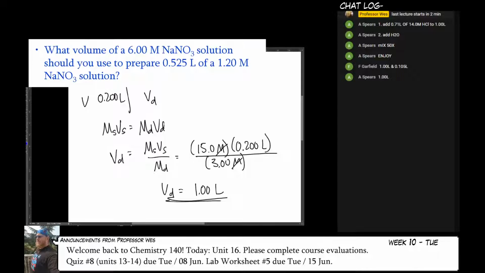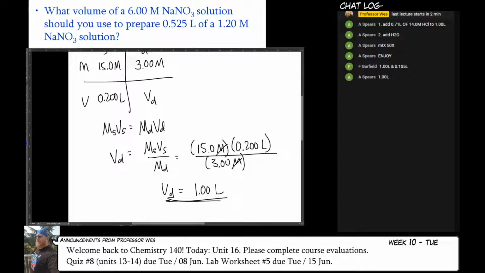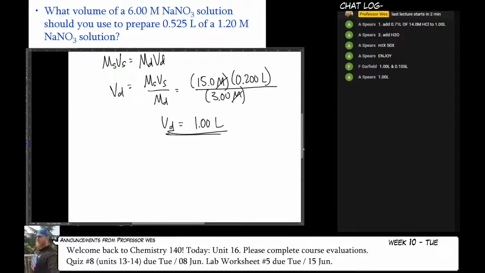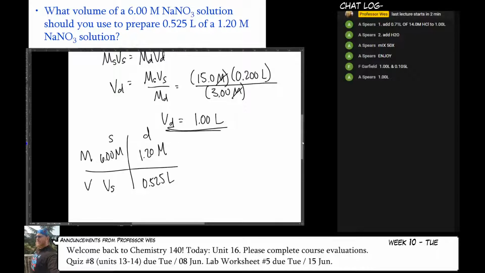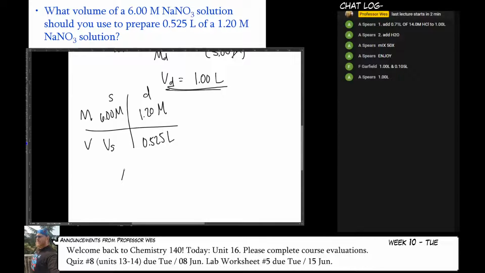All right, and then how much sodium nitrate solution is needed to prepare this solution? So for the second one, we'll set up the chart again. So the stock solution is 6 molar, and I want 1.20 molar solution, and I want 0.525 liters of that. So again, we'll do the calculation the same way.